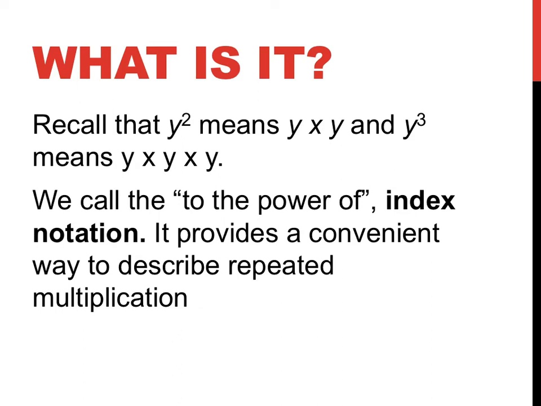Okay, if I have something that's written y to the power of 2, that just means y times y. So y to the power of 3 must be y times y times y. The thing that we call the to the power of, to the power of 2 squared or to the power of 3 cubed, we actually call index notation. Basically it's a super easy and convenient way for us to represent repeated multiplication. So rather than writing y times y times y, we write y to the power of 3, and rather than writing y times y, we write y to the power of 2. We use index notation to make our life a little bit simpler.